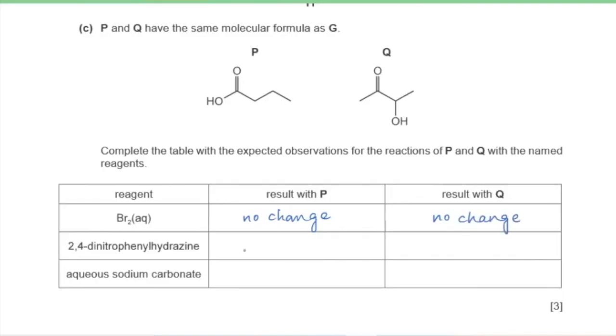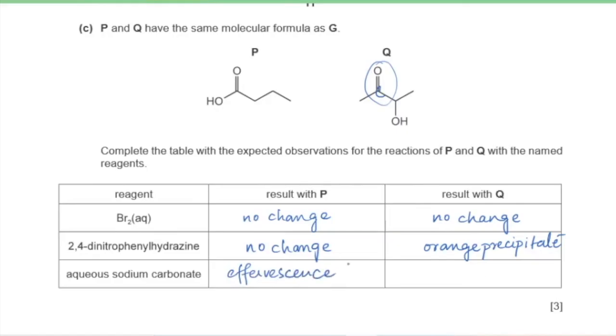2,4-dinitrophenylhydrazine with P is going to be no change, because this reagent, 2,4-DNPH, is for carbonyl compounds only. With Q, it will give an orange precipitate, due to the presence of the ketone group, which is this one. Now, sodium carbonate with P will give effervescence due to release of carbon dioxide gas. And with Q, there's going to be no change again.